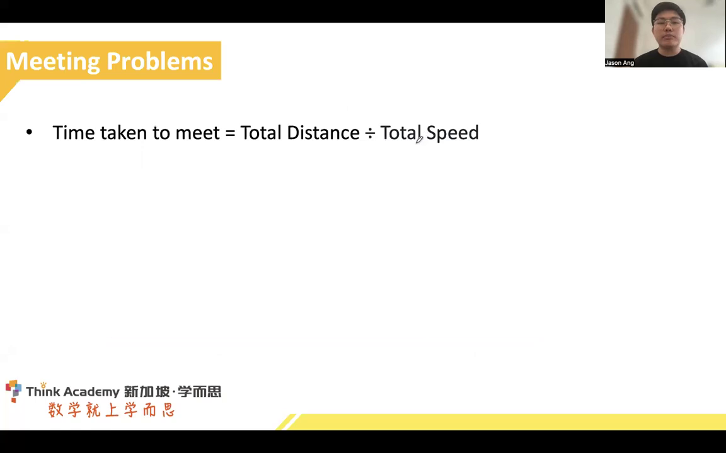So for meeting problems, basically when we have two people that are moving towards each other and they are meeting at a certain point, where most importantly, their speeds are different. So there's actually this method over here. To find the time taken to meet, they need to take the total distance divided by the total speed.